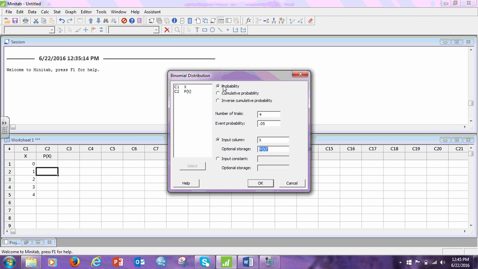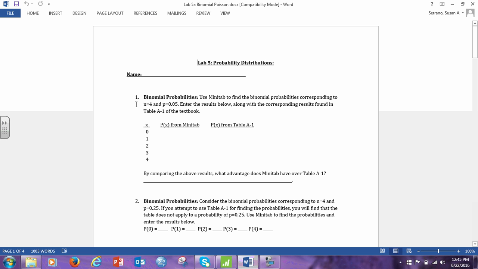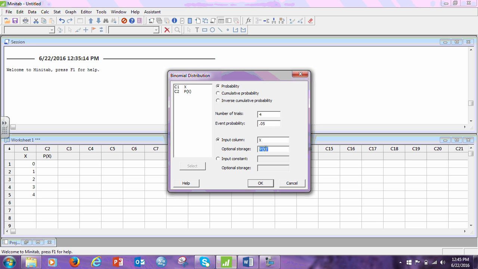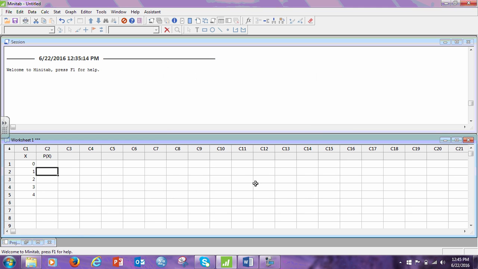Okay, so see what we've done? n is 4 and probability is 0.05, as in the problem on the lab. We put the values 0 to 4 into C1, which is my input column, and my storage for the answers is C2, which I have labeled P of X because it's going to be my probabilities of X. And there they are. Just copy these onto the lab.